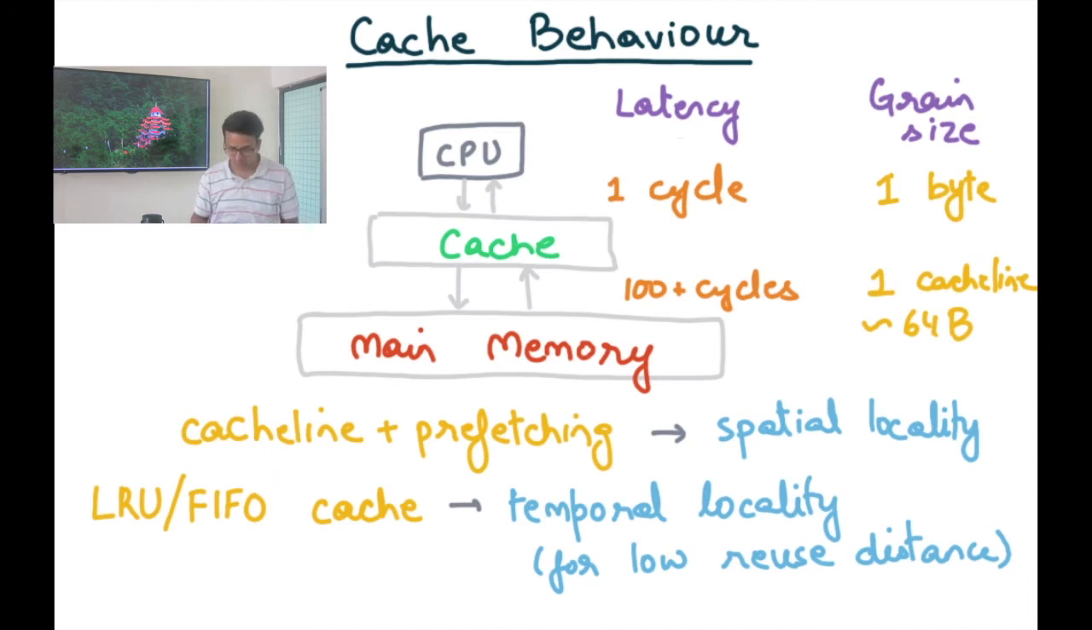So cache line and prefetching together are meant to exploit spatial locality. Spatial locality is the property of a program to access spatially close locations close in time. So if I've been accessing, let's say, A[i+1], A[i+2], very likely I'm going to also access A[i+3].